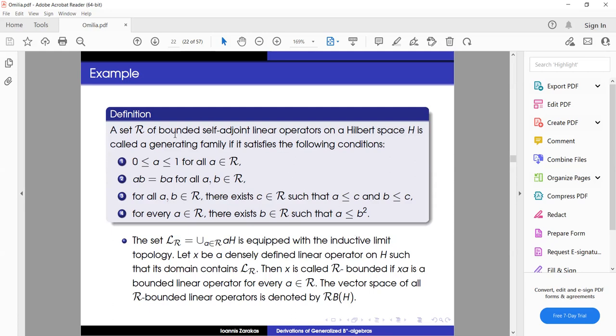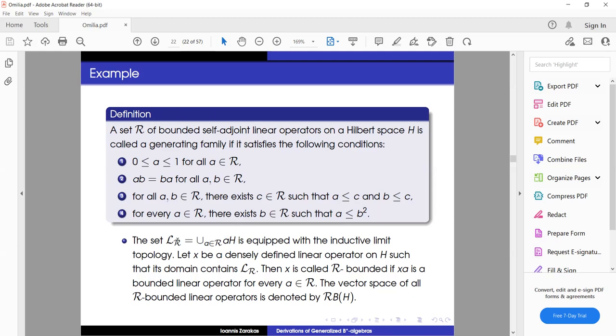They begin with a set of bounded self-adjoint operators, call it R, which fulfill the following four conditions. Commutativity; for every two, you have a third above them; and for every element in this family, there is a B such that B squared stands above alpha. From this R, they construct the GB* algebra. How? They take as the common dense domain that we said before the union of alpha H, where H is the Hilbert space, taken over all alpha in the family R.